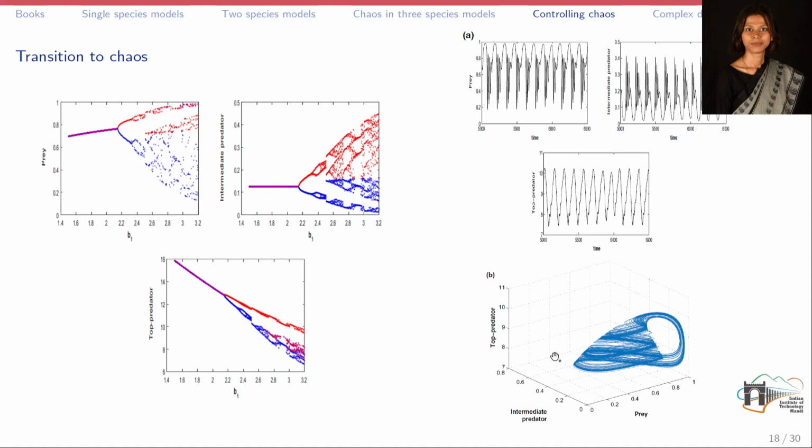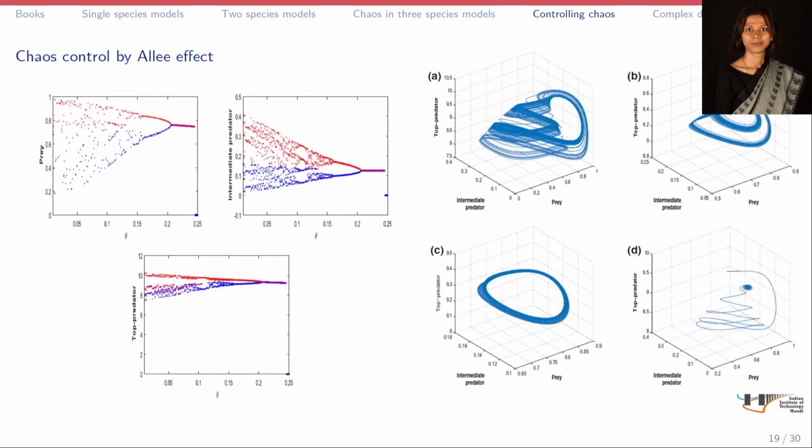Now, as I mentioned earlier, one of the goals is to understand the impact of these ecological factors on the dynamics. With that motive in mind, we tried to see the impact of the allele effect on the dynamics. Does it have any effect on the chaos present in the mathematical model, and can this allele effect actually control chaos, which is one of the very popular problems in ecological dynamics?